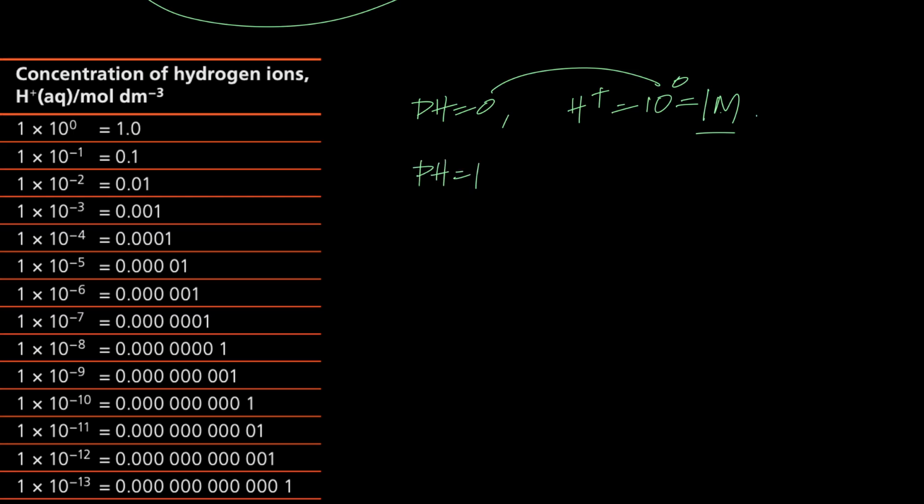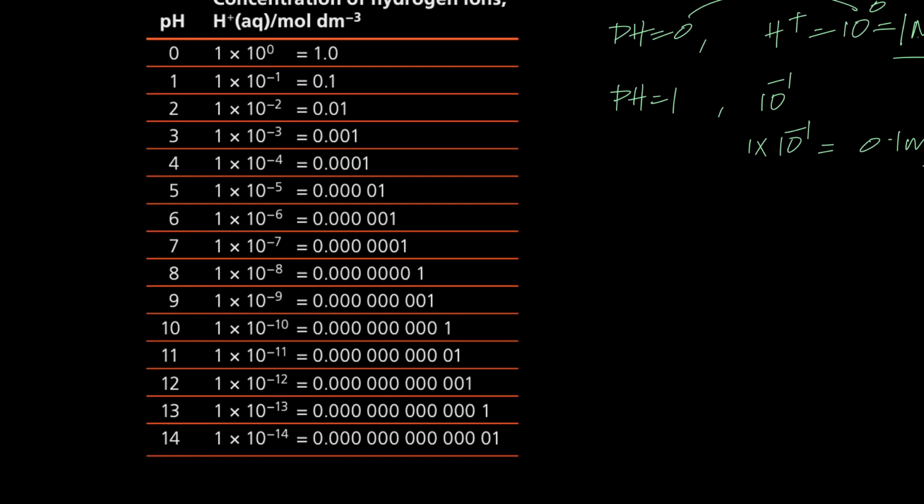pH 1 means what? What's the concentration of hydrogen ions? 1 multiplied by 10 raised to the power minus 1. What does that give me? 0.1 mole per dm cube. So the higher pH you have, the lower the concentration of hydrogen ions. See, the pH is increasing, the hydrogen ion concentration is in fact decreasing, right? So would it be right to say that it changes exponentially, by powers of 10? Absolutely, you can say that. You could say it changed by 10 folds.